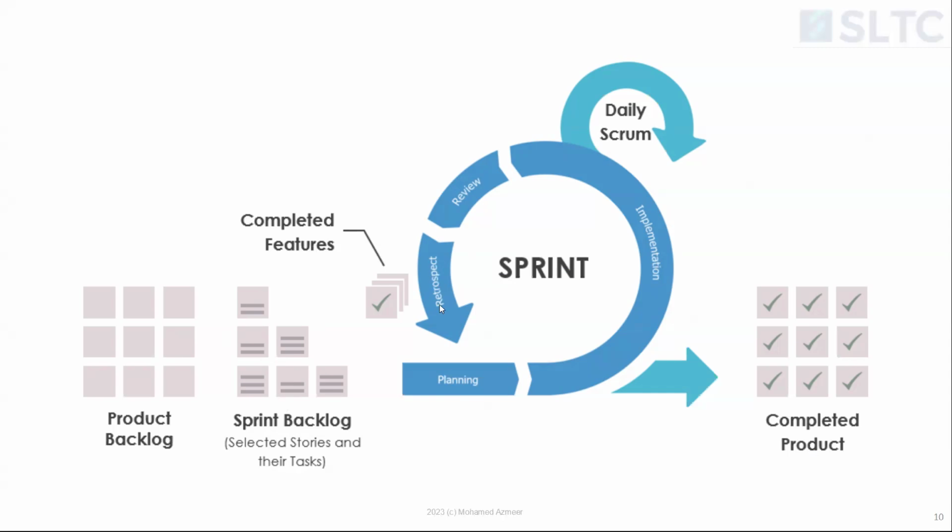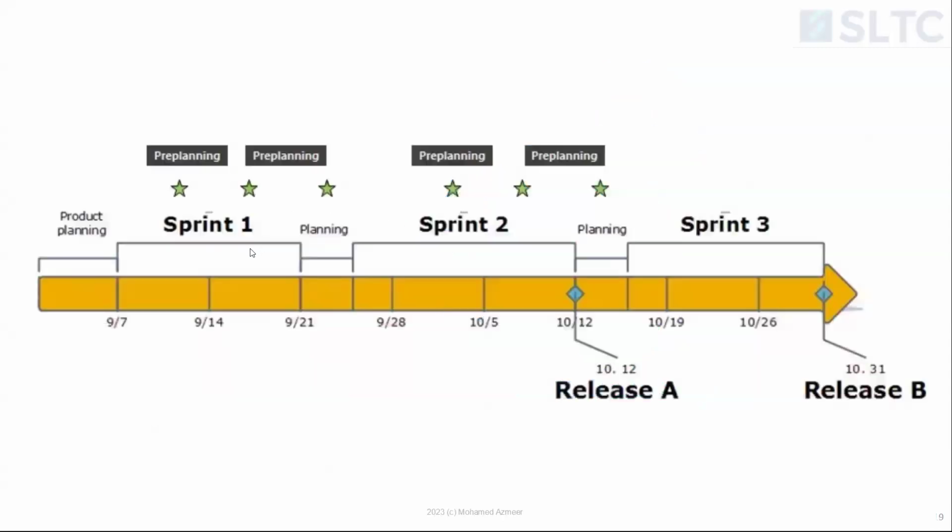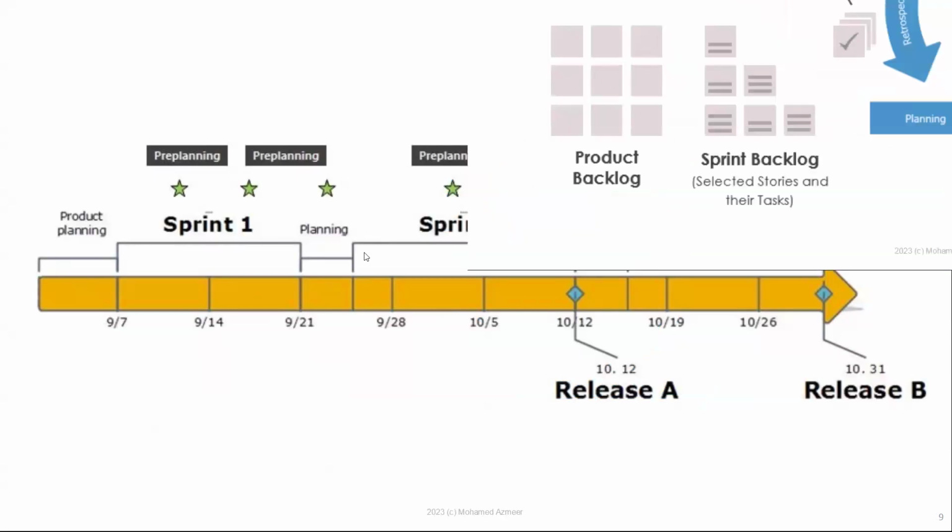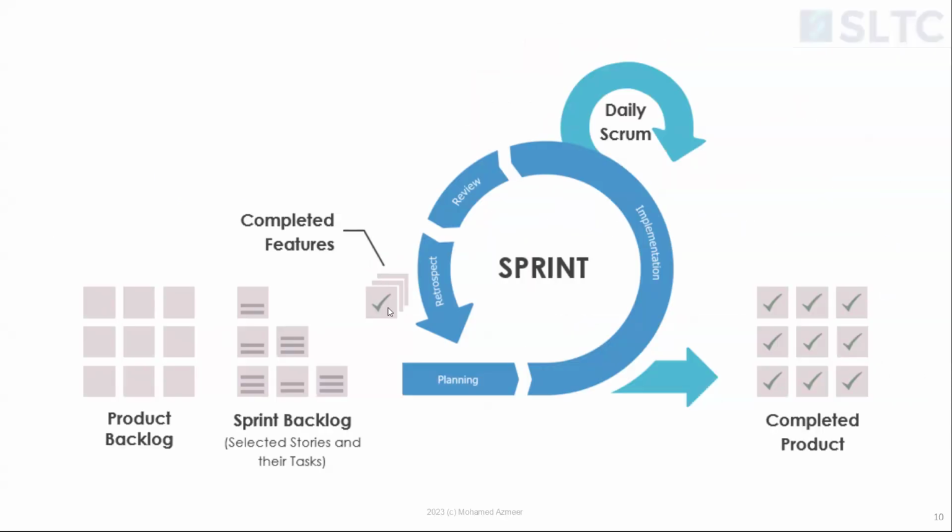We do retrospecting. That is the time between sprints, right? Studying what happened during the previous sprint. Those are the completed features. And then they go out. So throughout this, we also have something called the daily scrum. Daily, you are discussing these implementations to figure out whether there are any issues.